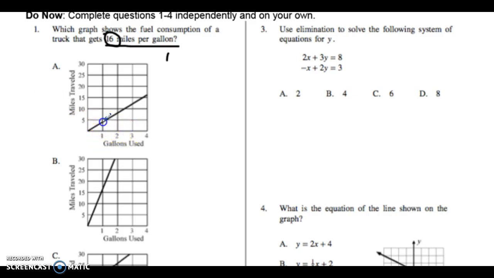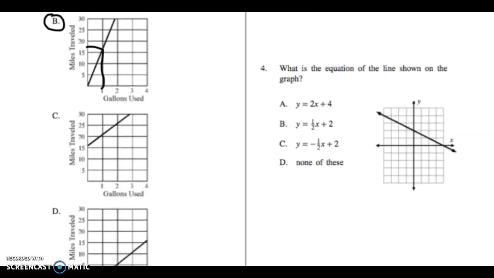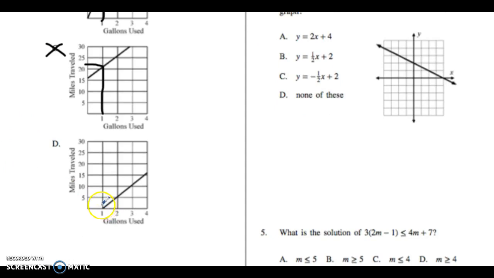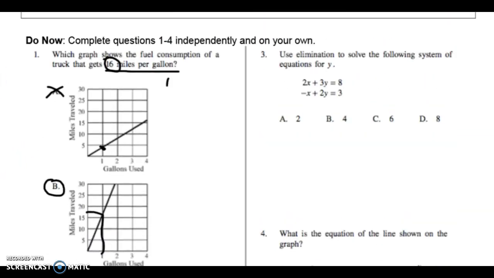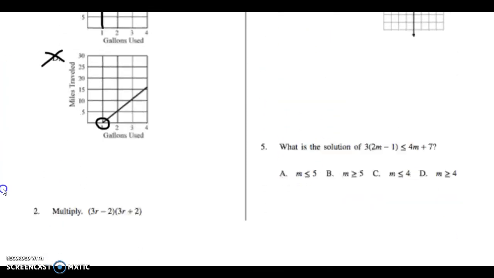For 1 gallon, the first one has about 4 miles. That's not it. For the second one, for 1 gallon, it looks like it has 16 miles. Perfect. Let's check the other ones. For 1 gallon, this represents 21 miles, so that's not it. We're looking for 16 miles per gallon. And for the last one, for 1 gallon, the person didn't go anywhere. It's 0 miles. So that's a big no-no. We were given the rate, and we just matched up 16 miles per gallon.